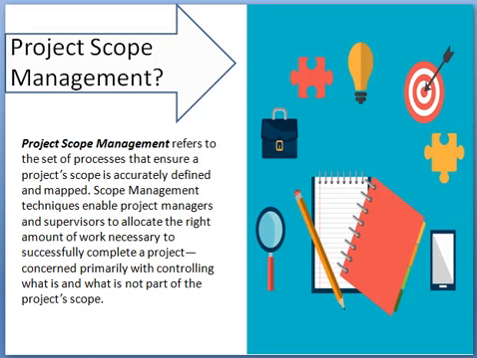Project scope management refers to the set of processes that ensure a product's scope is accurately defined and mapped. Scope management techniques enable project managers and supervisors to allocate the right amount of work necessary to successfully complete a project, concerned primarily with controlling what is and what is not part of the project scope.